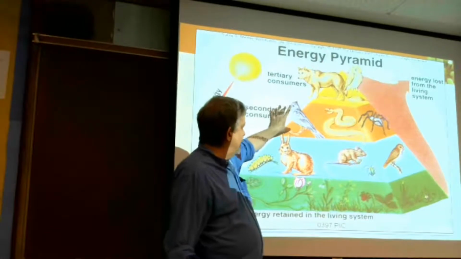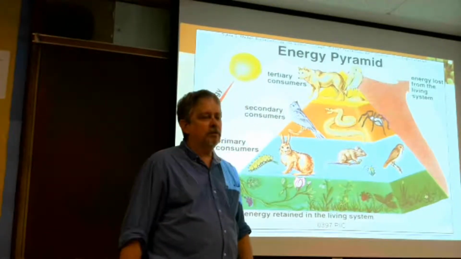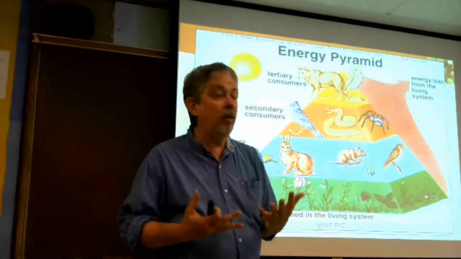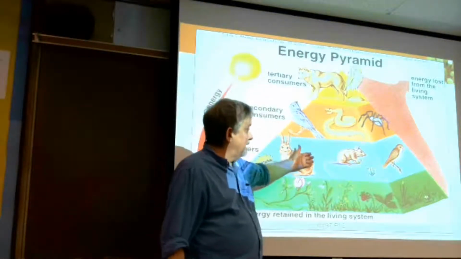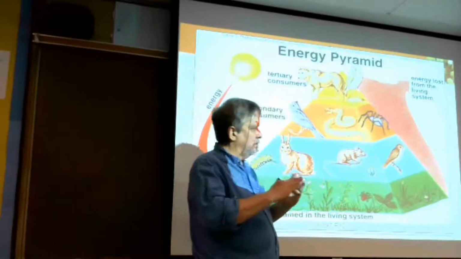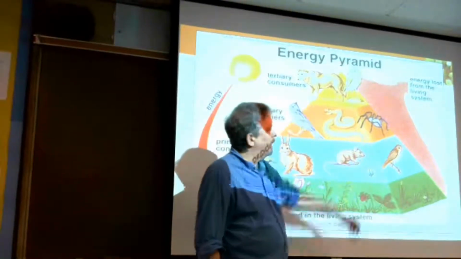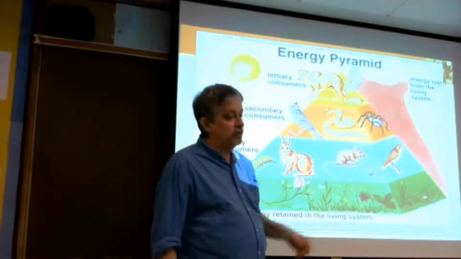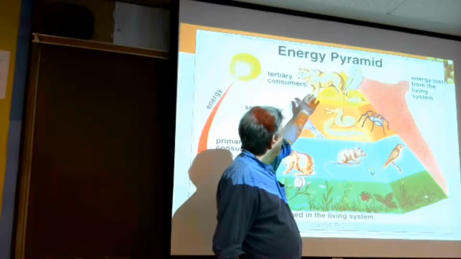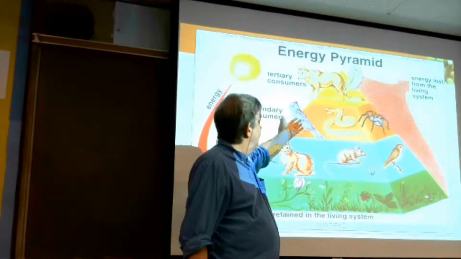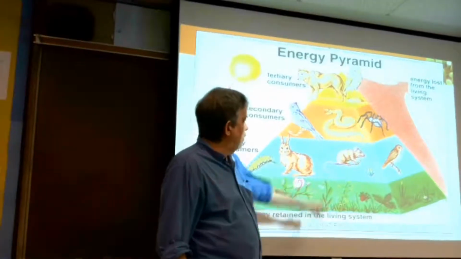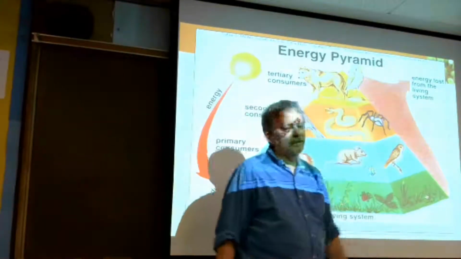Secondary consumers eat the primary consumers. So primary consumers are classified as herbivores. They eat only plants. Secondary consumers eat the primary consumers, but you notice there's a smaller number of those, so it gets smaller and smaller. So you get to the top, those are the tertiary consumers. That's the top of the food chain, as we say, and so they eat both the secondary consumers and the primary consumers. But you'll notice here that heat is lost in the living system.